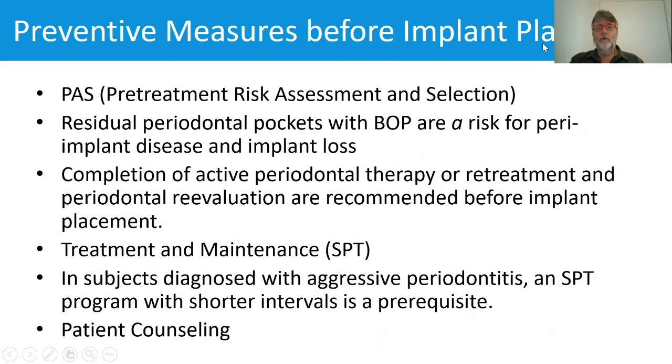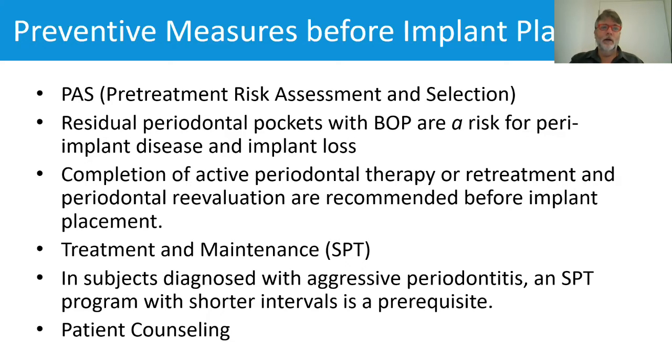Right, so the first thing about all of this is to have preventive measures before you even start the implant placement. To have a preventative scheme in place to actually prevent this, because once somebody has peri-implant disease, there is no going back. So you want to have what they call a PASS, or a pre-treatment risk assessment and selection for your patients. And as I said, we've discussed this in other lectures.